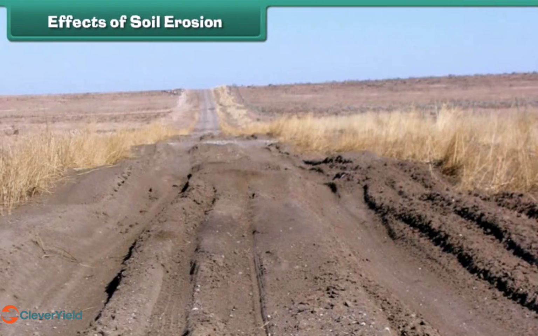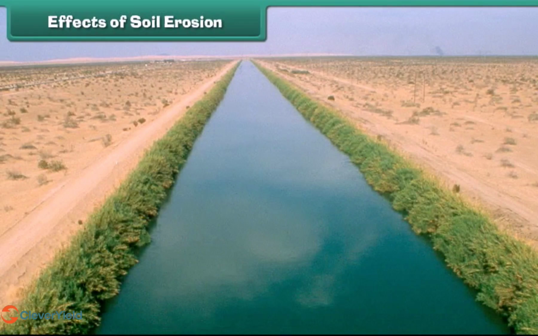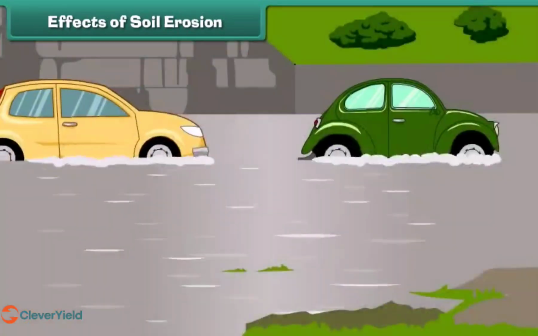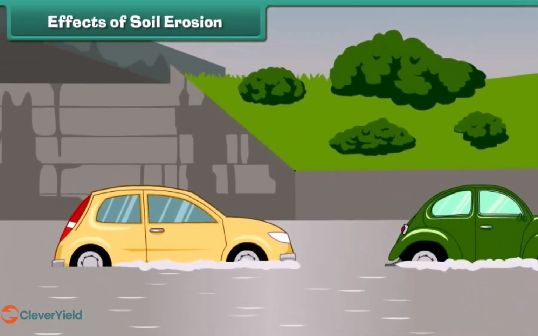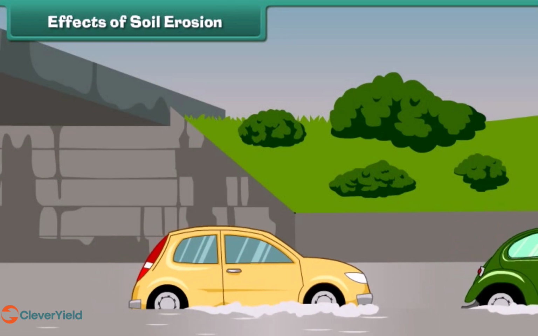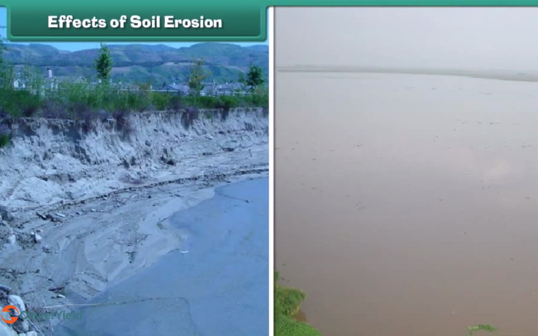Due to soil erosion, the soil shifts and accumulates on the roads and streets. This blocks the driving and results in accidents. It also blocks many irrigation canals. It increases the risk of flooding. The eroded soil deposits in water resources like river, lake, etc. and pollute them.